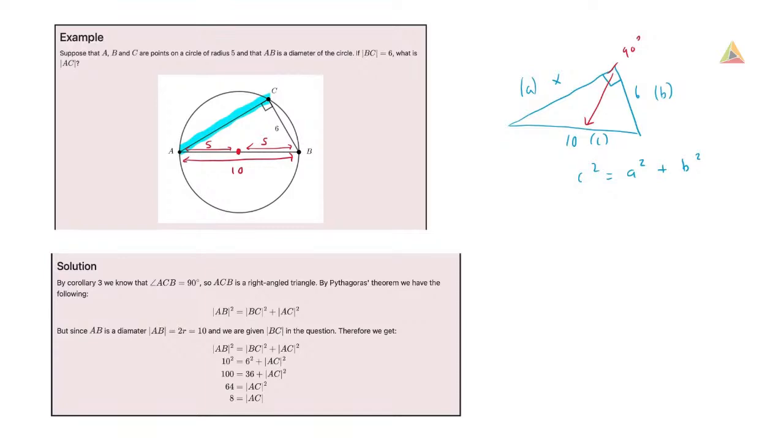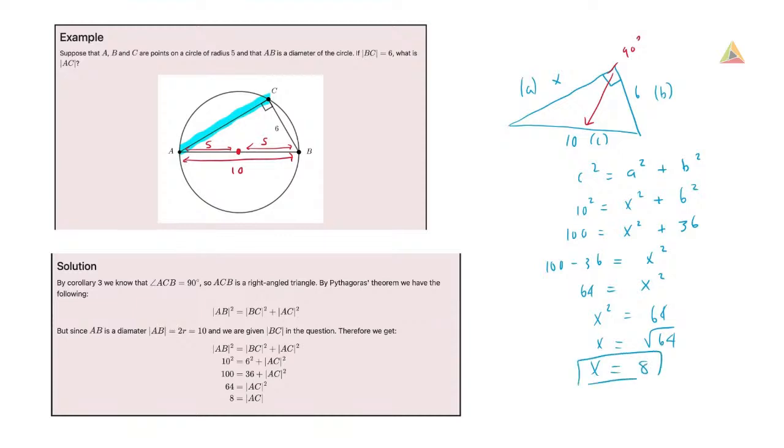Okay, so we're going to slot it into the formula. C squared, which is 10 squared, is equal to a squared, which is x squared, plus b squared, which is 6 squared. 10 squared is 100, is equal to x squared, plus 6 squared is 36. Now what we're going to do is bring the numbers to one side. So 100 minus 36 is equal to x squared. 100 take away 36 is 64. So 64 is x squared. If x squared is 64, then x is going to be the root of 64. Put that into the calculator, you'll get 8. So this length here is 8.